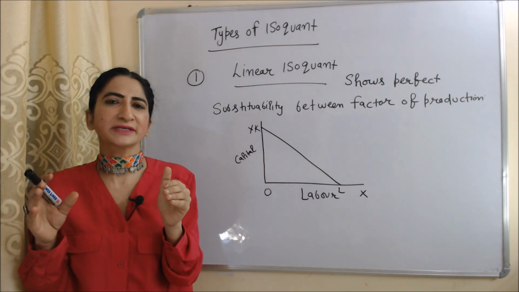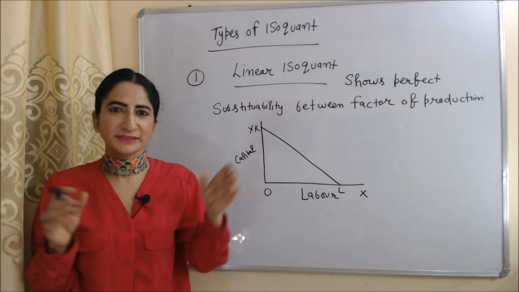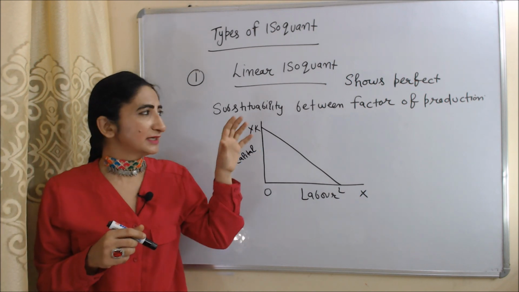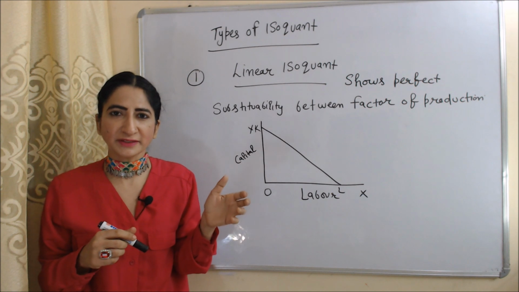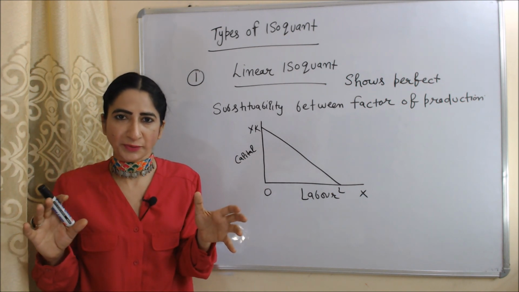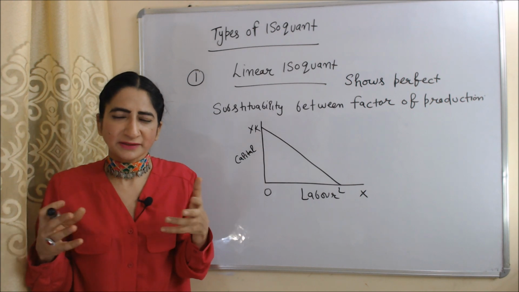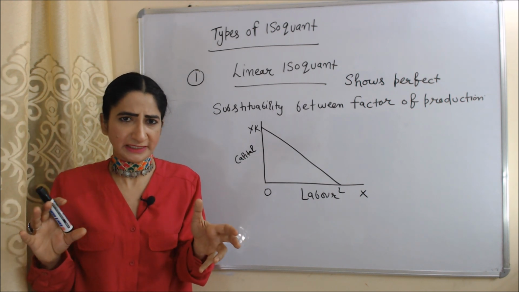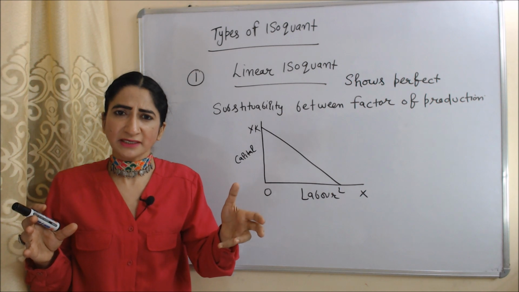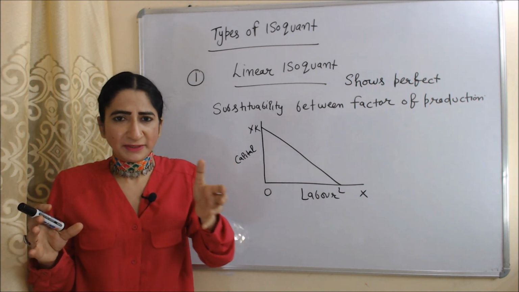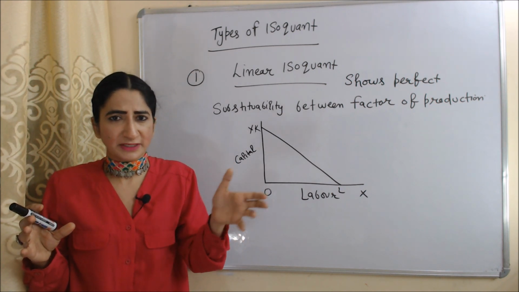Now we are going to talk about types of isoquant. The first type is linear isoquant. Linear isoquant shows perfect substitutability between factors of production. Means according to this isoquant, factors are completely substitutable with each other. Means we can completely use labor in place of capital or capital in place of labor.